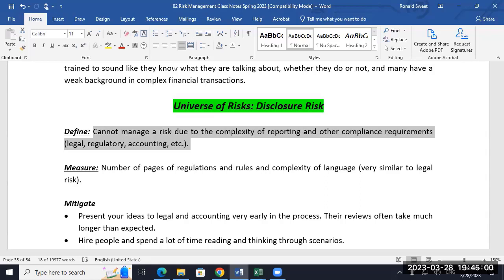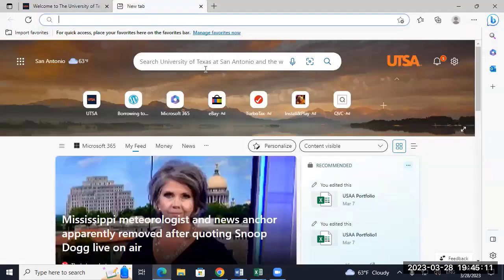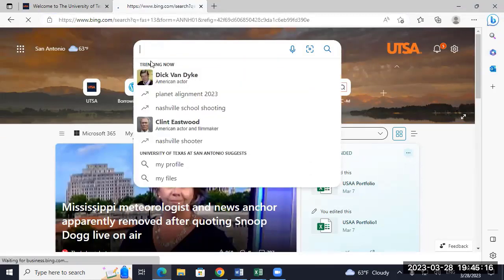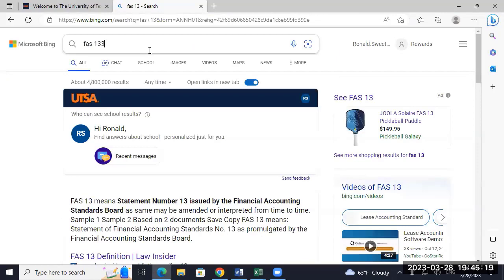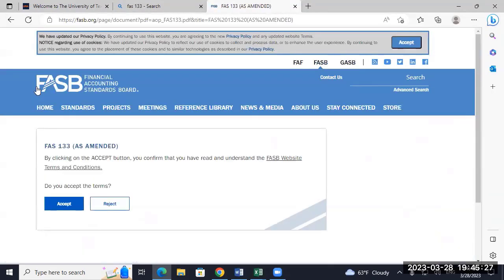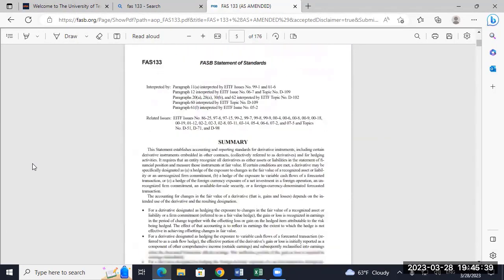Have y'all seen the rules on FAS 133? Another good FASB for you to read. I don't know why I keep clicking on that because nothing shows. I'd love to show y'all stuff, but we don't have computers at UTSA. FAS 133. How complicated can accounting for derivatives get, do you think? How many pages is this thing? 176 pages.